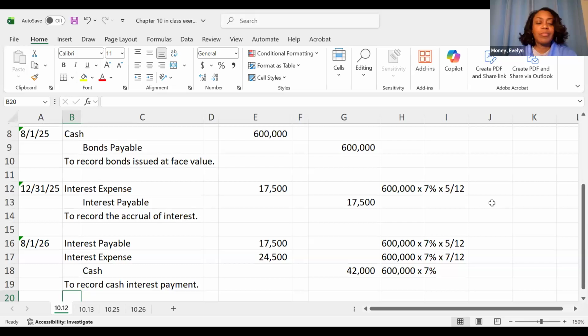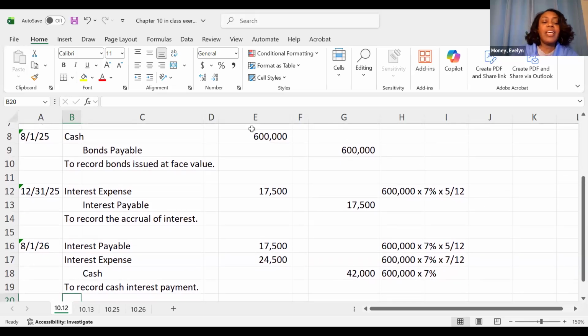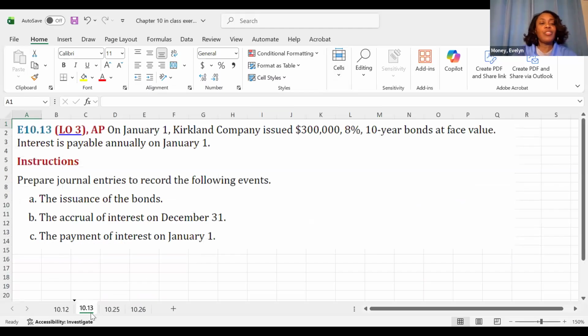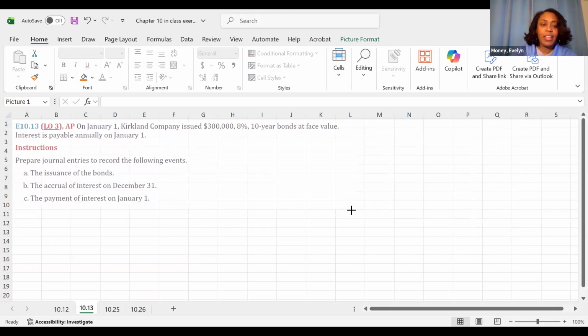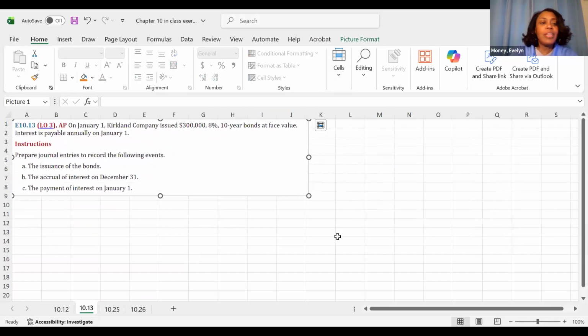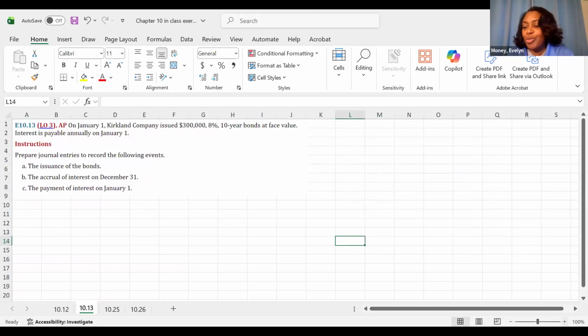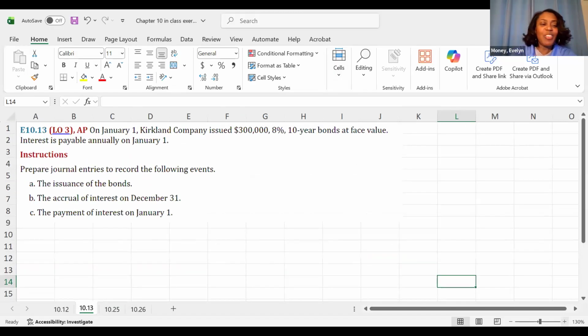All right. There you have it. The entry for when the bonds are issued, the entry for the accrual of interest at the end of the accounting period, and the entry for the first cash interest payment. Now, let's do the next one, 1013. And it's the same situation where I have this super big number. And this problem is very similar to the one we just did. The dates are a little bit different.